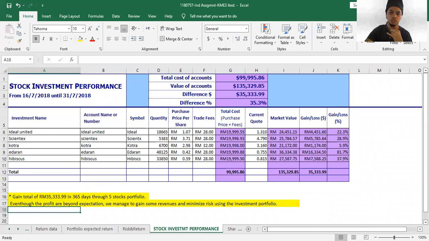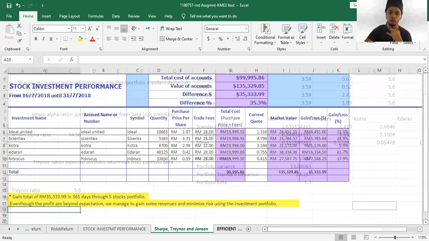This explains the performance and overview of my performance over the 1 year, in which I got a profit of 35,333 ringgit 99 cents, with a percentage of 35.3%. Even though the profit is beyond expectation, we managed to gain some revenue and manage risk using portfolio management.